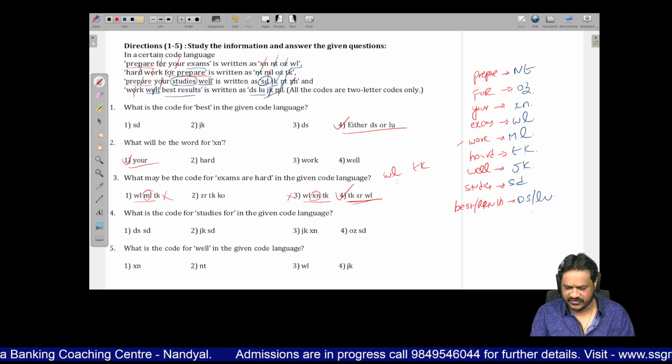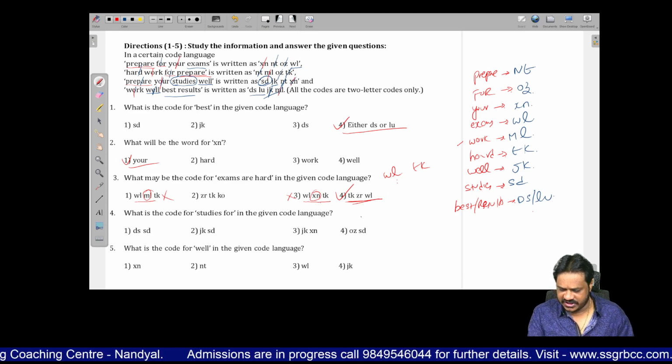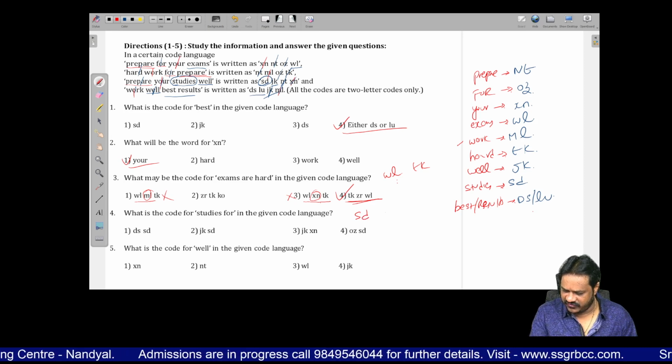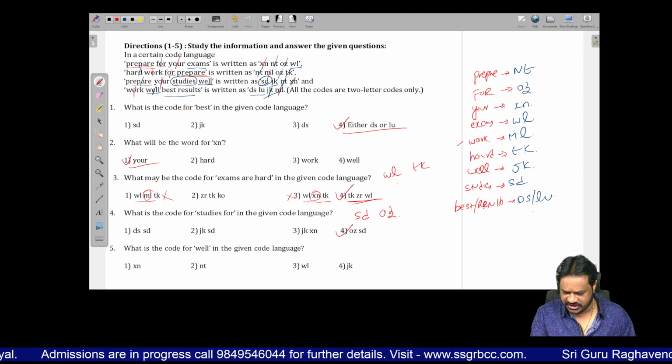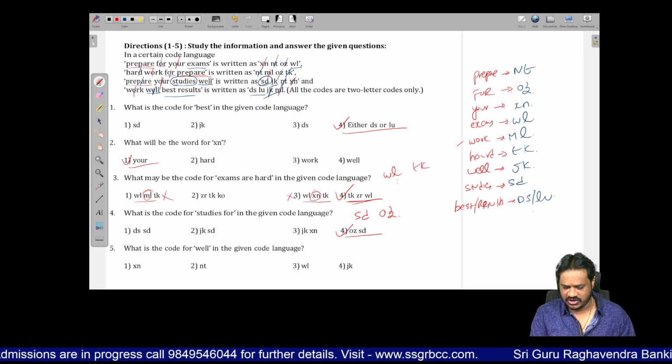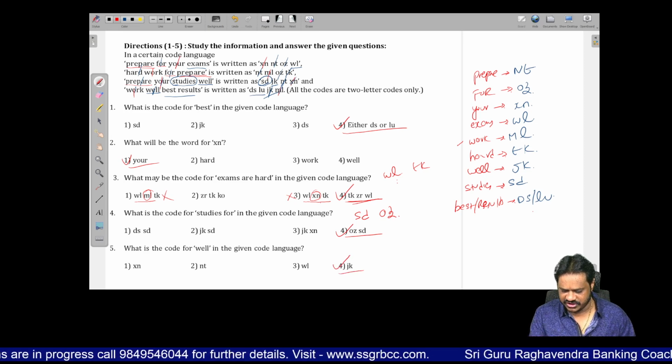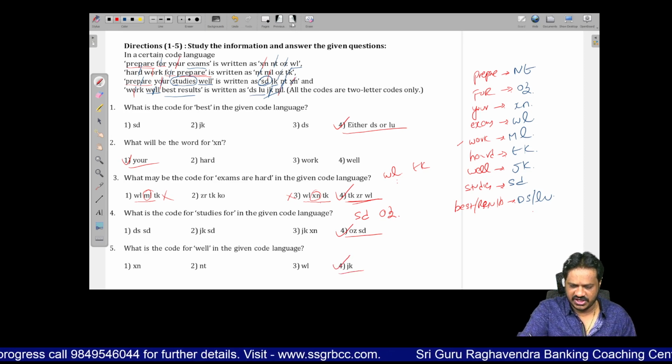What is the code for studies for? Studies means SD, for means OZ. It can be either SD OZ or OZ SD. Option 4. What is the code for well? Well code is JK. Now, let us see the next question.